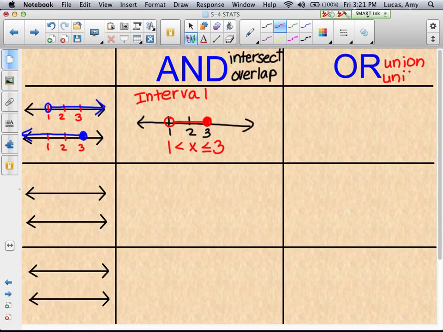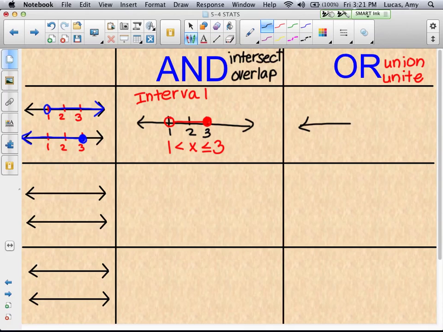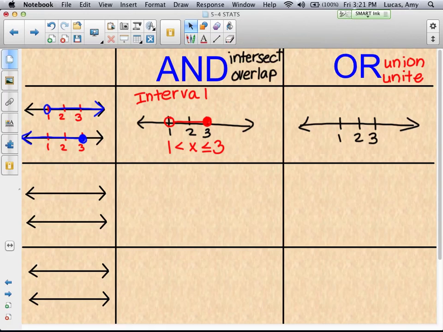So I just need to unite together my two number lines. So if I unite them together, here's what I'm talking about. If I take this ray and I unite it with the other one, it covers the whole number line. So this union is going to give me the entire number line. So not just from 1 to 3, the entire number line. So it's all real numbers. The entire number line is covered. So my solution is the entire number line.